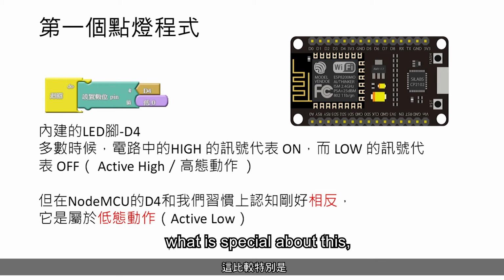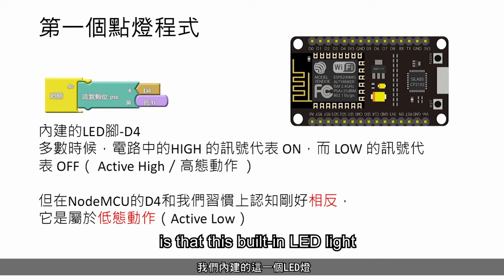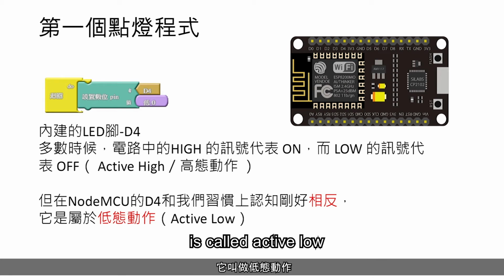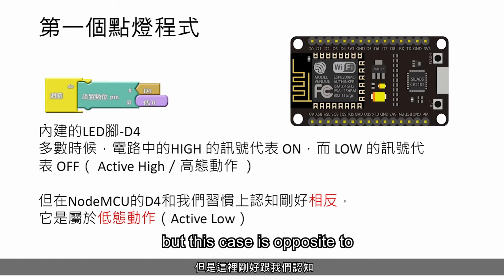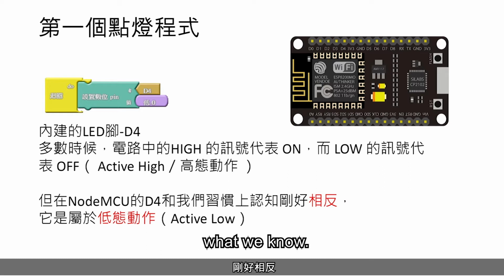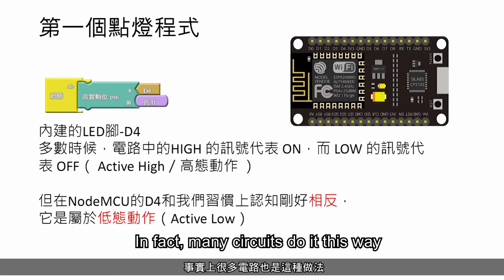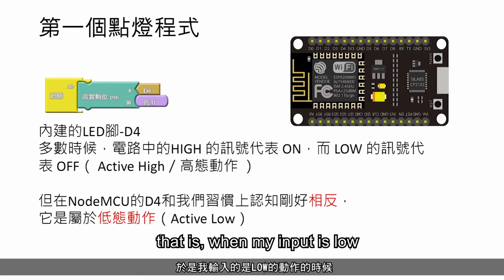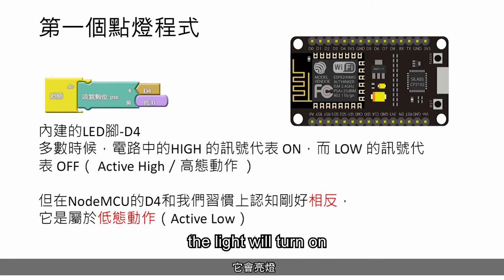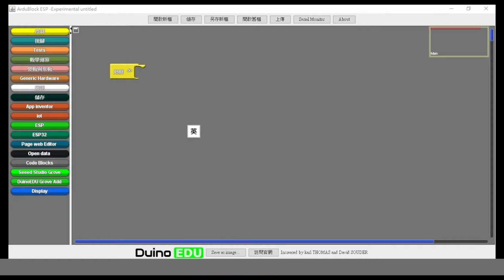What is special about this is that this built-in LED light is called active low. Most of the time, in our circuit board, high means on. But this case is opposite to what we know. In fact, many circuits do it this way. It belongs to the active low type. That is, when my input is low, the light will turn on. Okay, let's give it a try.